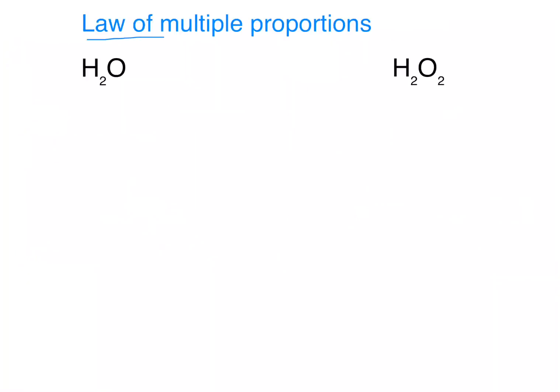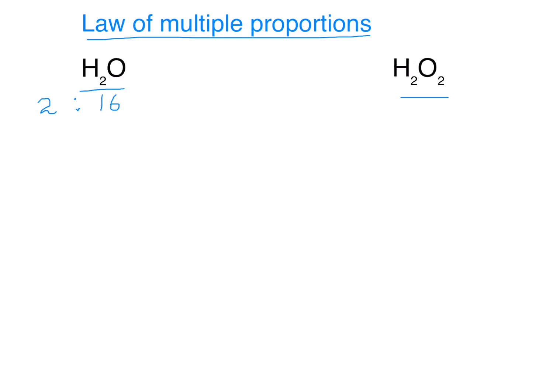Now let's talk about the law of multiple proportions. That means we are talking about more than one type of compound. So I've taken a simple example over here, water and hydrogen peroxide. When hydrogen and oxygen combine with each other, they give me two different compounds. The weight of hydrogen in H2O is 2 grams, and the weight of oxygen is 16, considering their atomic masses.